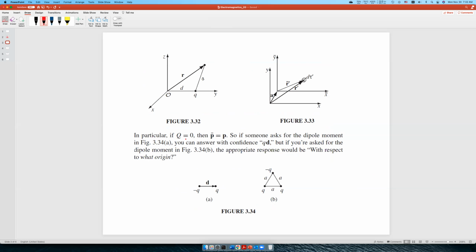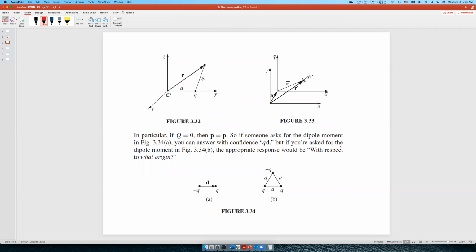In particular, if Q is 0, then P bar equals P. So if someone asks for the dipole moment in figure A shown here, you can answer with confidence it's QD, no matter what coordinates or what origin you choose. So it's always QD.